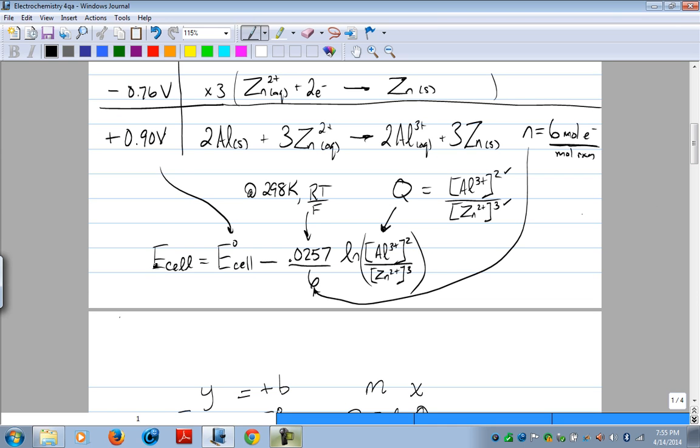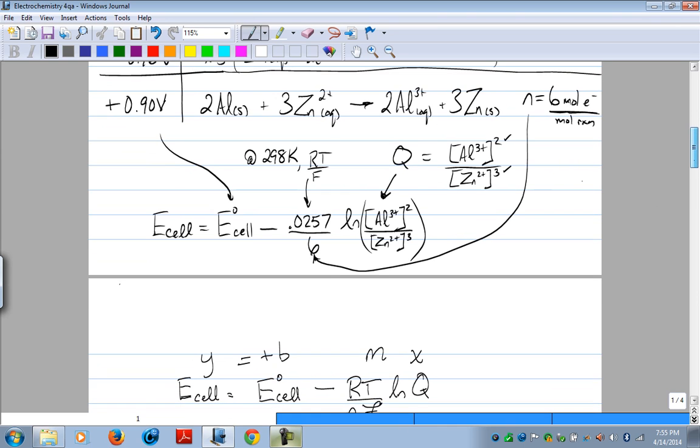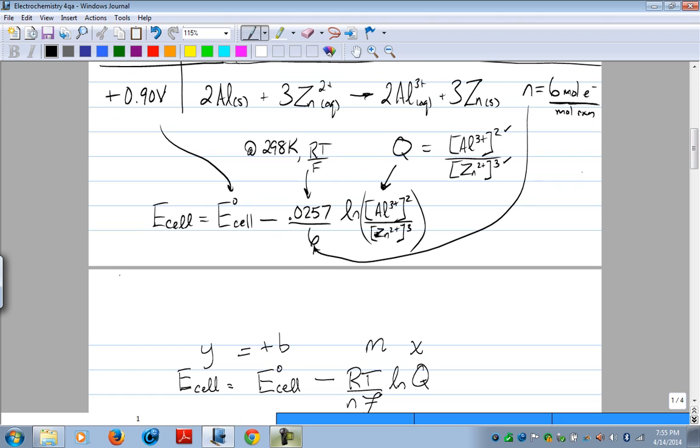And then we use the Nernst equation, the empirically discovered equation. E cell equals E cell standard minus, at 298 Kelvin, RT over F, the Faraday is a constant, of 0.0257. We divide by n, 6 moles of electrons per mole of reaction, times the natural log of Q, which we have delineated over here.